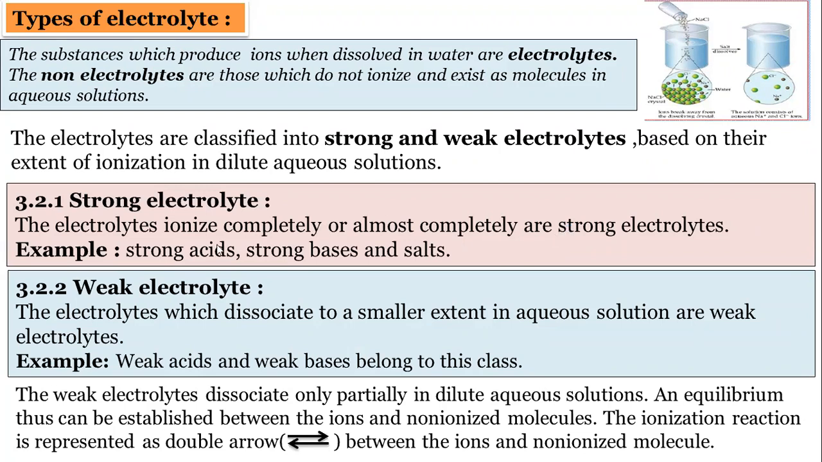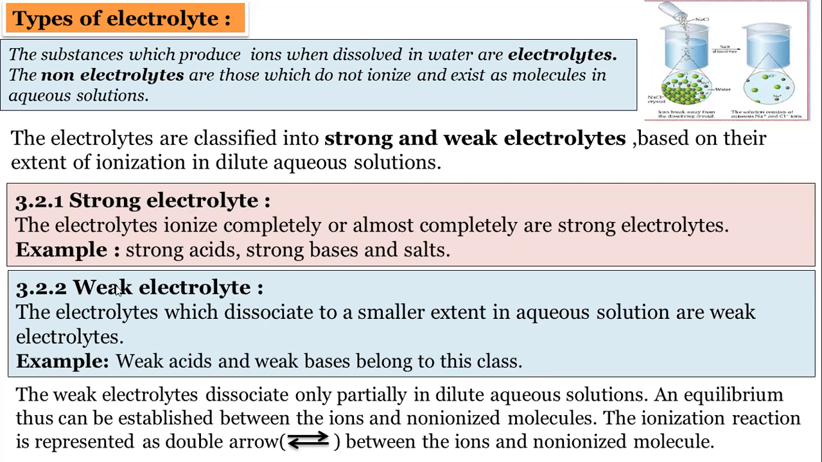For example, strong acids and strong bases. NaOH is a strong base. Then HCl is a strong acid. We will discuss further what is meant by strong acid and strong base, because there are theories of what is meant by acid and what is meant by base; we will discuss that later. So remember, strong electrolytes dissociate completely, they ionize completely.